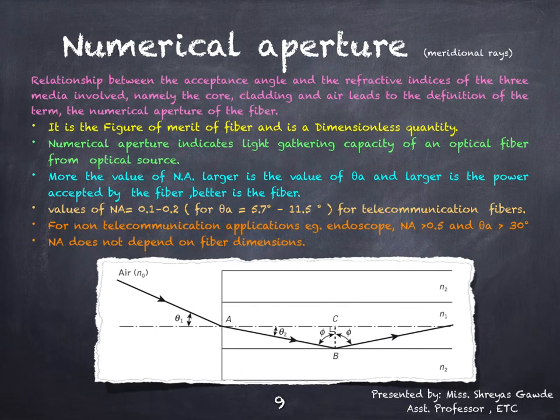Now, let us obtain a relationship between the acceptance angle and the refractive indices of the three media involved, that is the core, the cladding and the air. This leads to the definition of a more generally used term in fiber optics, that is the numerical aperture of the fiber. It must be noted that in this we are going to use the meridional rays, that is the rays which pass through the axis of the fiber.